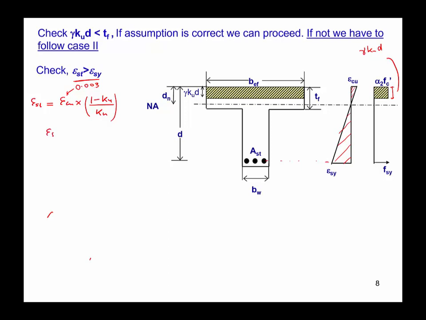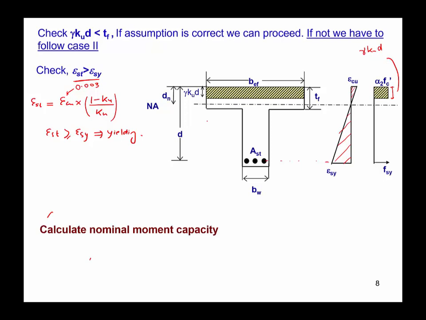If epsilon st is greater than or equal to epsilon sy, we know that it is already yielding and our assumption is correct, and we can proceed to find the bending moment. So if that is correct, then we can find out what your bending moment capacity is. So calculate the nominal bending moment capacity if your assumption is correct.